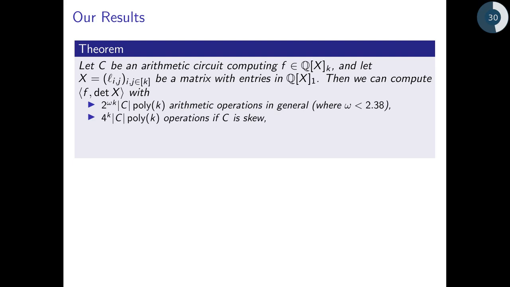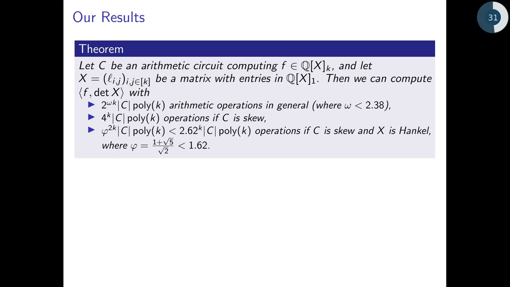Furthermore, if the circuit C has a property called being skew, which I'll explain in a second, then we can improve this exponential factor from 2 to the omega k to 4 to the k. This is the runtime that you would get if omega equals 2. And if, in addition, the matrix X is a Hankel matrix, then we can improve this exponential factor to phi to the 2k, where phi is the golden ratio. This exponential factor is roughly 2.62 to the k.